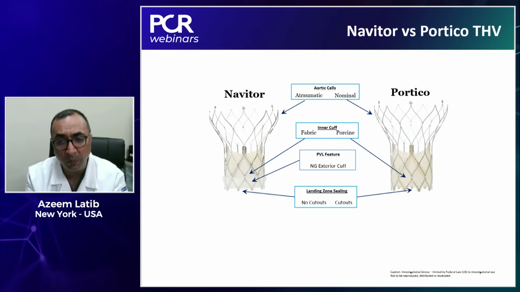Just to compare Navitar and Portico, they look very similar, but there are some important changes. The aortic cells are more curved. The inner cuff has been changed from porcine to fabric to maintain a low profile. And you now have this next generation exterior cuff to reduce paravalvular leak. Also, if you look at the bottom part of the valve, you can see how the landing zone is much smoother. The cells are covered almost down to the end. And I think this is also going to help mitigate PVL, particularly for an intraannular valve.